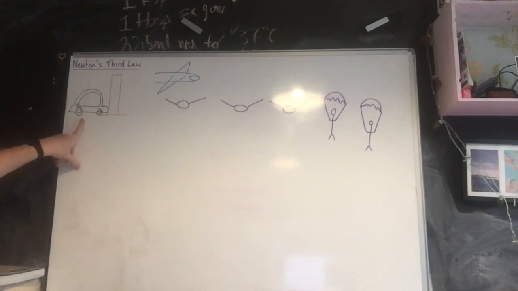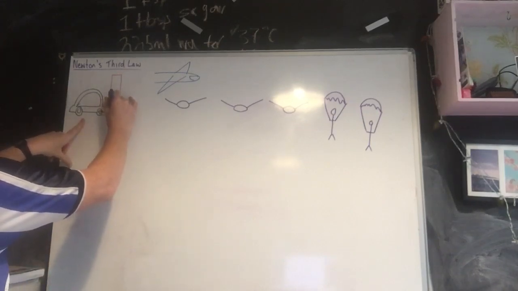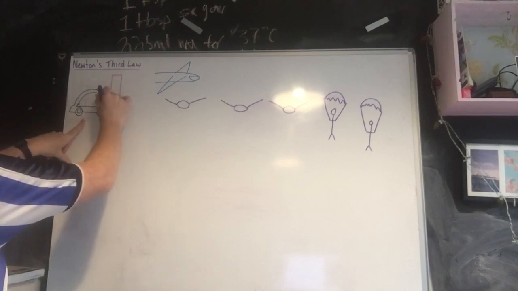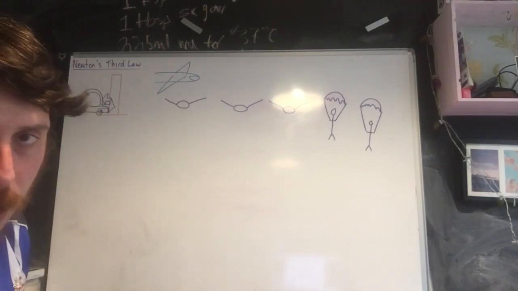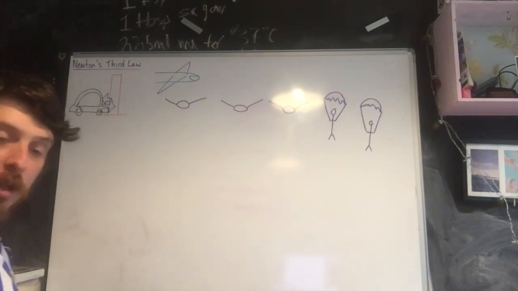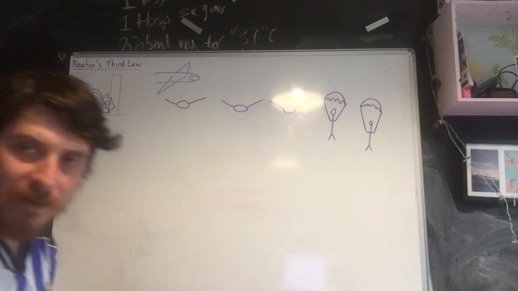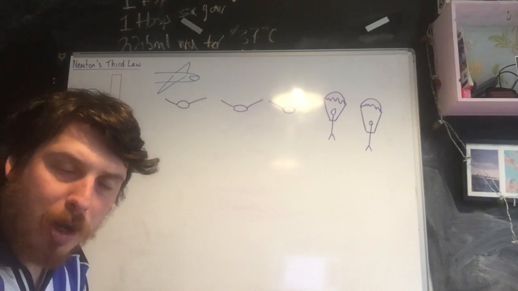So picture this: a car crashes into a wall. The car will exert a force on the wall, and the wall will exert a force on the car. So for every action, there's an equal and opposite reaction. The context that we mostly see this in is terminal velocity. Now, terminal velocity is the top speed for an object.